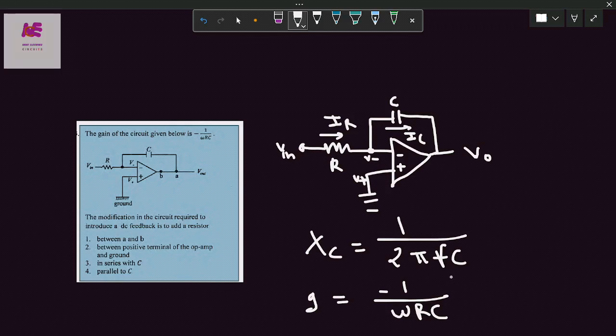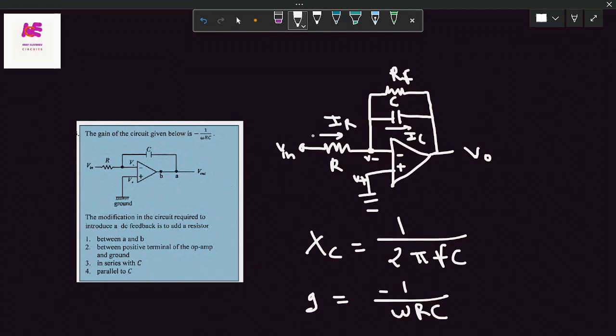But what happens at low frequency? If the frequency is low, ideally say 0, 1 by 0 means infinity, the capacitor is open circuited, and if the capacitor is open, the op-amp goes into the saturation state since it is an open loop configuration of the op-amp, and this is unstable behavior. To avoid this, we need to take one resistor in parallel to the capacitor. Say this is the feedback resistor. So the various options are provided. Out of that, the fourth one is right. We have to add a resistor parallel to C.